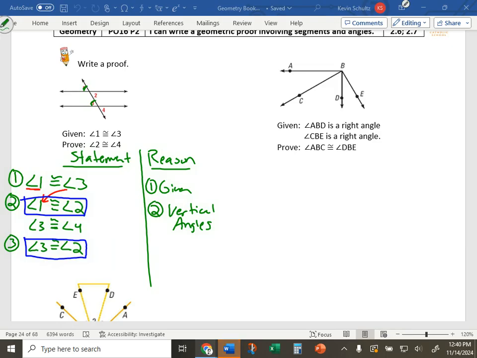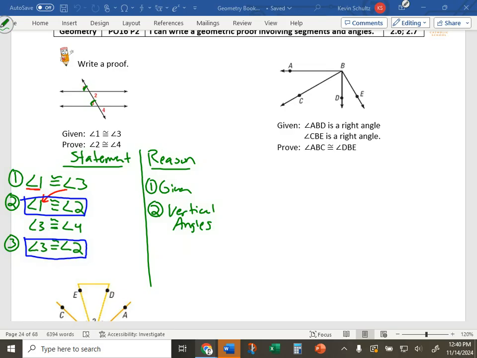Because those of you that were saying the substitution or the transitive property earlier, the problem was we had 4 things, angles 1, 2, 3, and 4. By doing this and looking at these 2 statements right here, how many angles do we have? 3. And if angle 3 is the same as 4, and angle 3 is the same as 2, then 2 is the same as 4. That's the transitive property there.